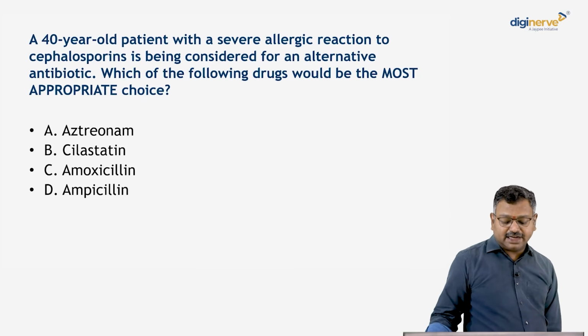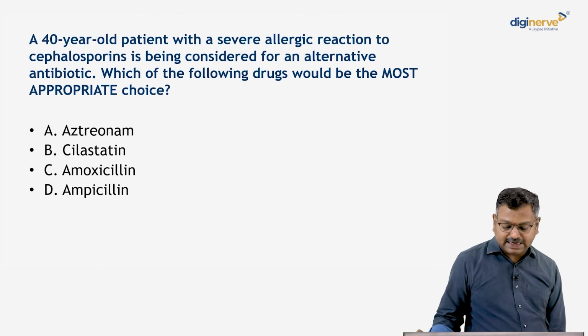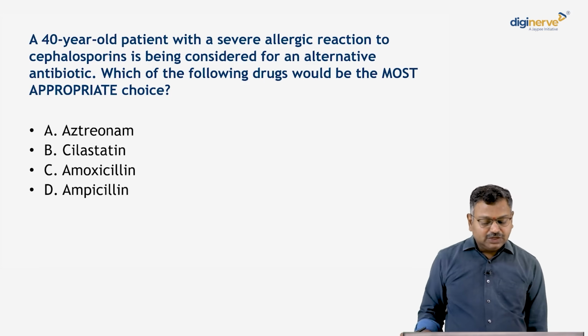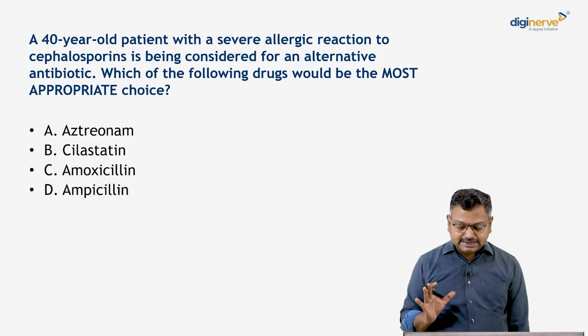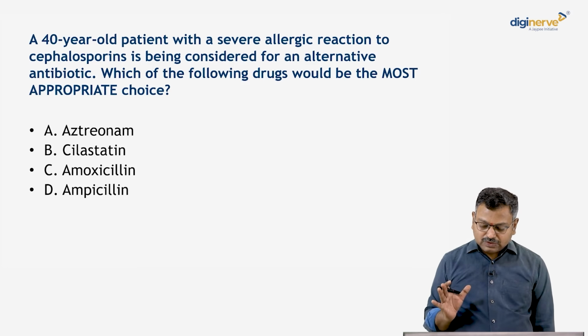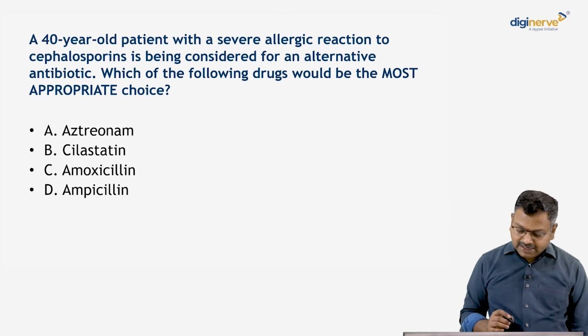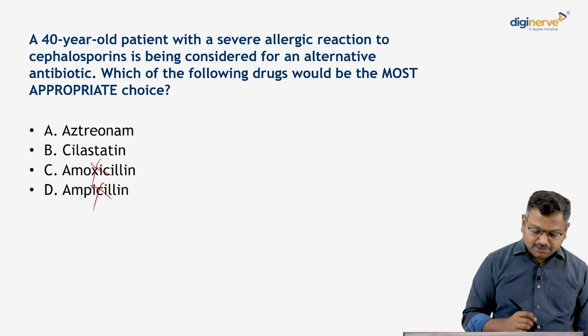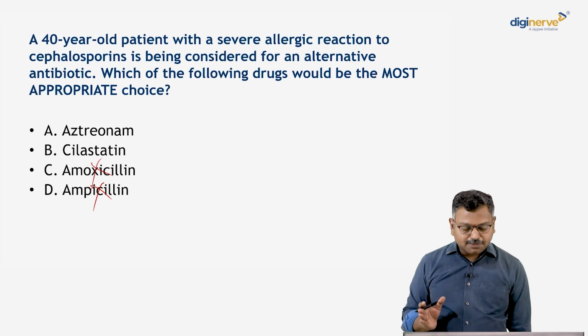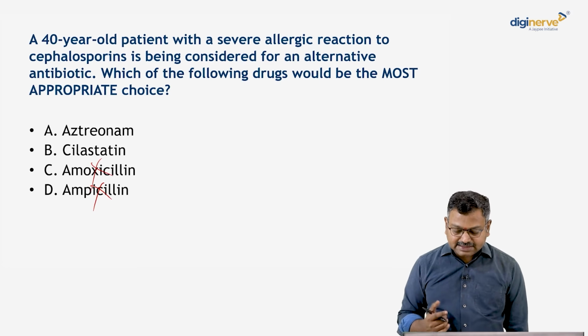A 40-year-old with a severe allergic reaction to cephalosporin is now considered for alternative antibiotics. Which would be the most appropriate choice? Aztreonam, cilastatin, amoxicillin, ampicillin. So the cephalosporins and penicillins you cannot use. You can definitely not use ampicillin or amoxicillin. So the options available are aztreonam and cilastatin.